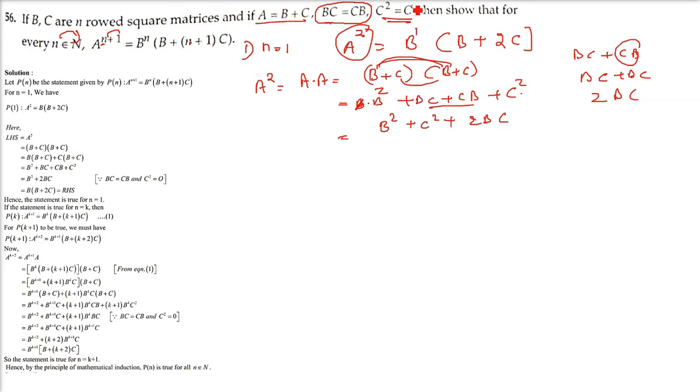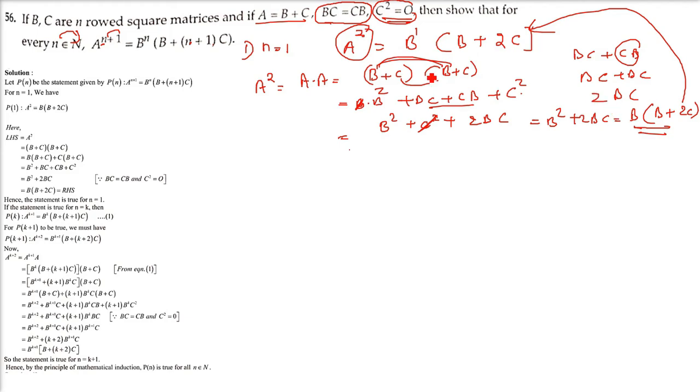So we can just take B common from here. In B square plus 2BC, I am taking B common. What do you get? B into B plus 2C. And this is exactly similar to the right hand side of A square. See here. So for n equals 1, we have proved it. For n equals 1, it is true.